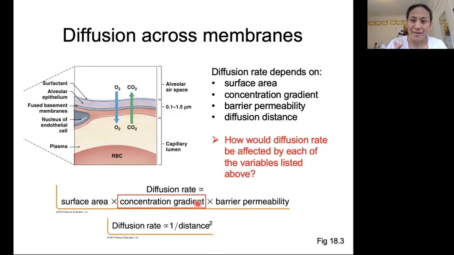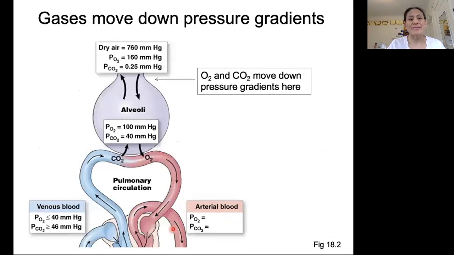So I want to start by addressing concentration gradient here. What we're going to do is talk about the role of the concentration gradient in the diffusion of gases, and then the other factors we're actually not going to address until we meet in class. Okay, so let's take a look at the pressure gradients and how they govern the movement of our gases in various points in our respiratory and circulatory systems, okay?